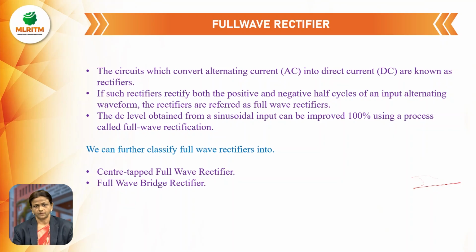For this full-wave rectifier, what components are required? We use two diodes, diode D1 and D2, one transformer and load resistor RL. In the case of the filter circuit, one capacitor is also required. This full-wave rectifier is also used to convert AC signal, which is the input signal, into DC signal. So, what are the different types of full-wave rectifiers?